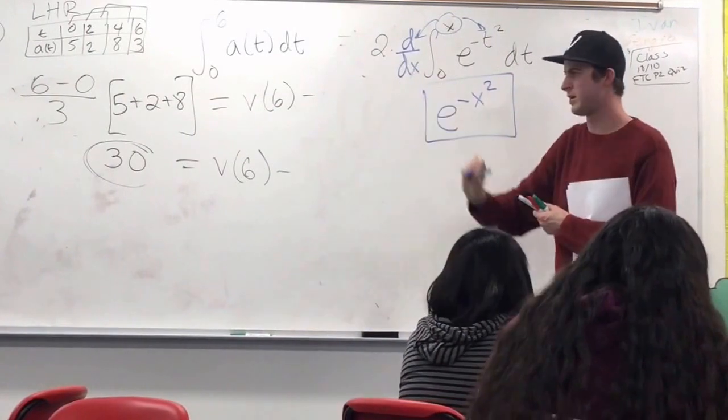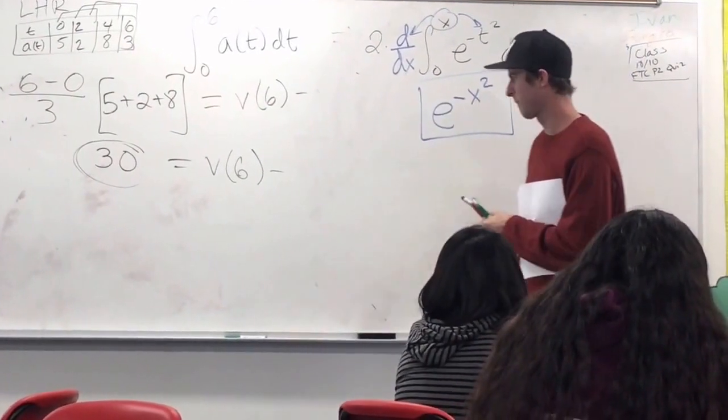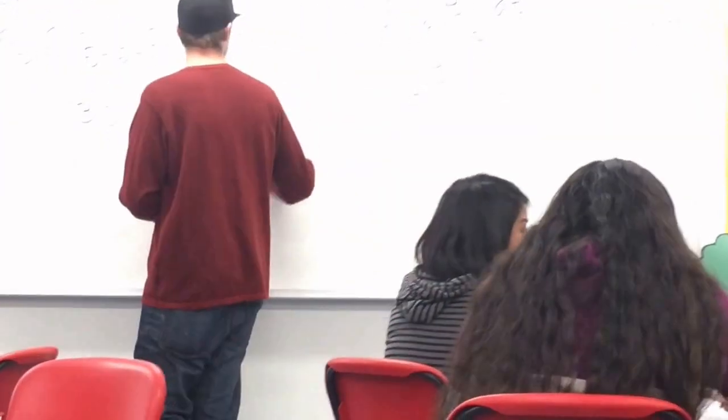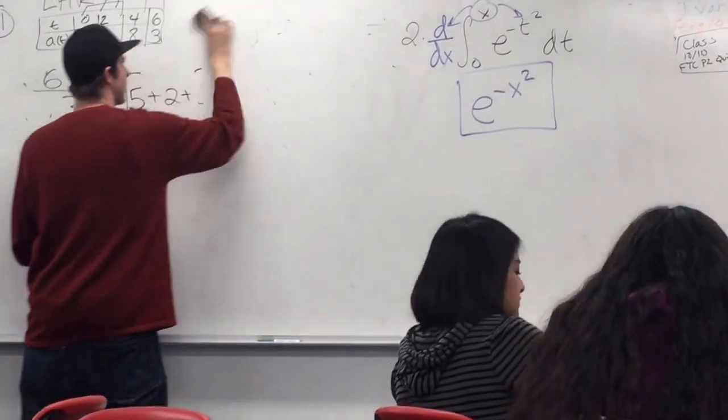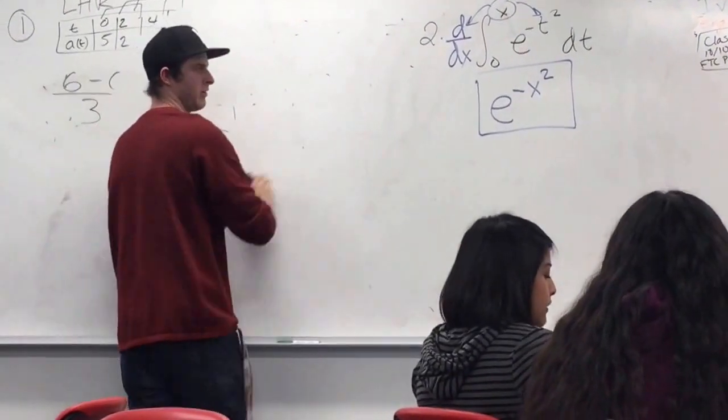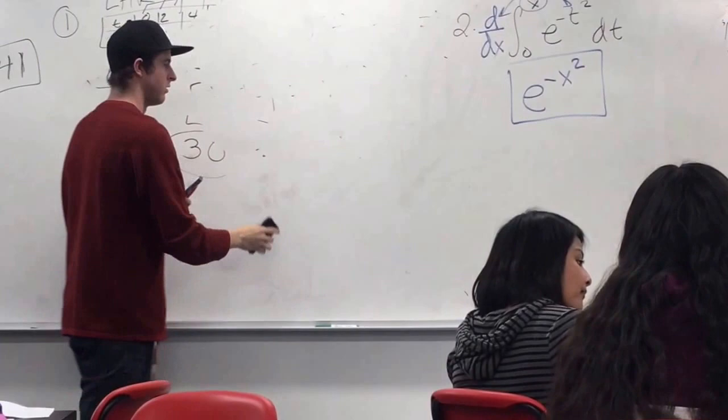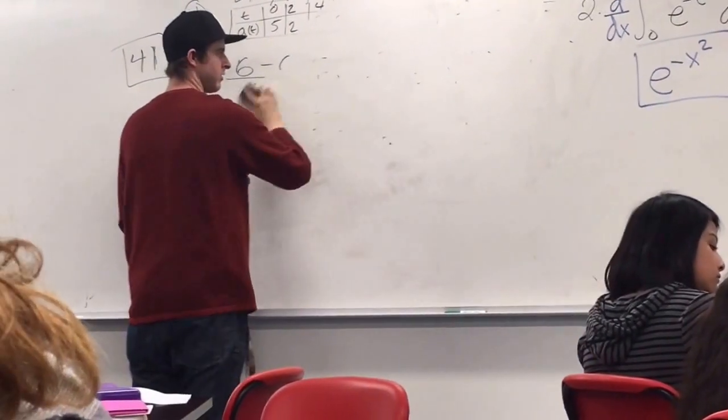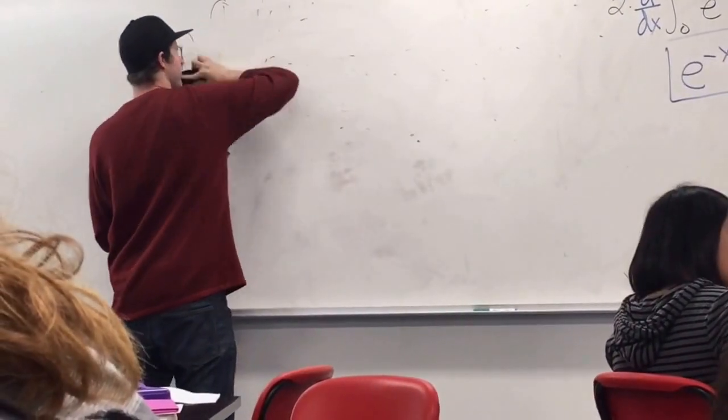Do I need to put plus c? Yeah, why not? Yeah, it's a definite integral. This 0 will cancel out because we're doing a derivative of it, and the derivative of a constant number is just 0.